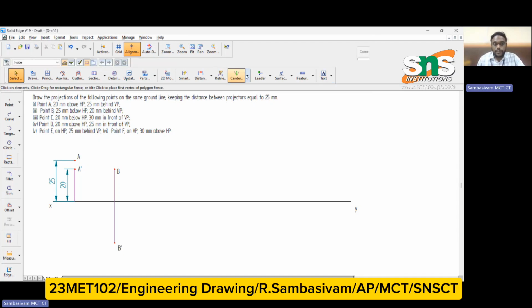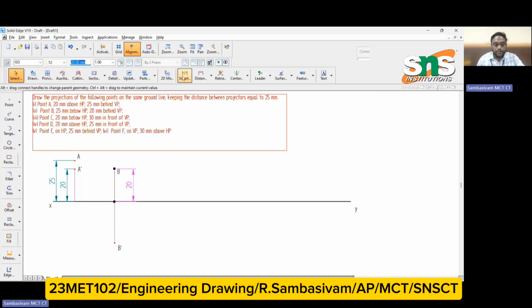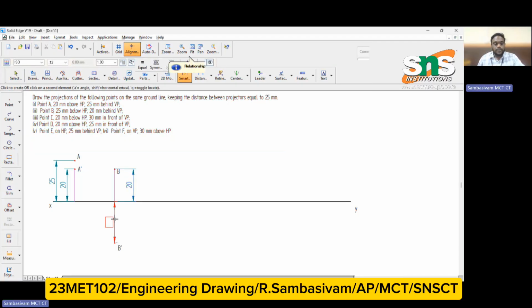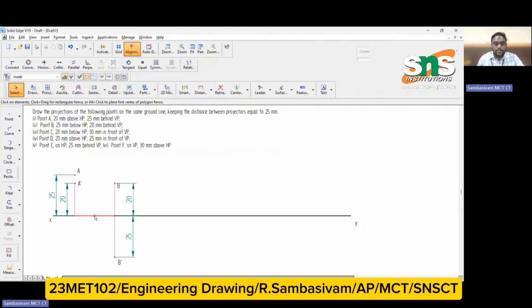For dimensions, we have to click the smart dimension option. When you click that, it shows the representation. I just move to this side, and similarly in smart dimension, when we move to this side, it shows the representation. The distance between these two is 25 mm, the distance between the two projections of the point.